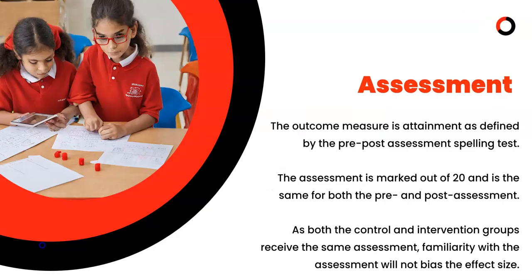And finally, the assessment. The outcome measure is attainment as defined by the pre- and post-assessment spelling tests. The assessment is marked out of 20 and is the same for both the pre and the post. As both the control and the intervention groups receive the same assessment, familiarity with this will not bias the effect size.